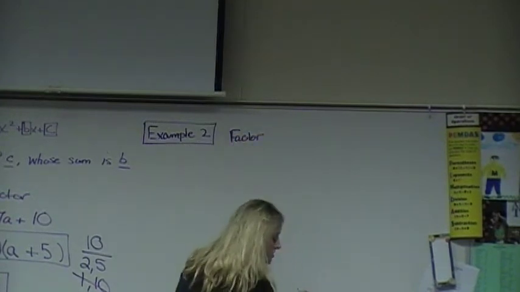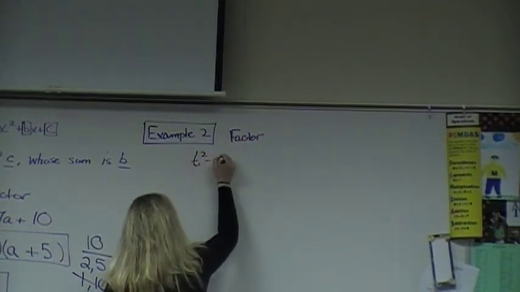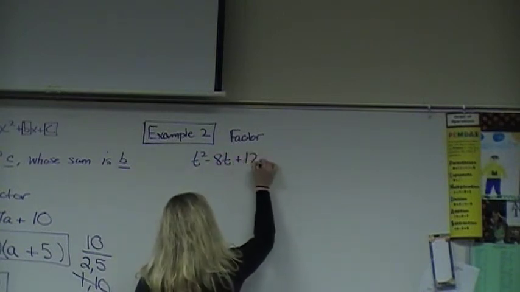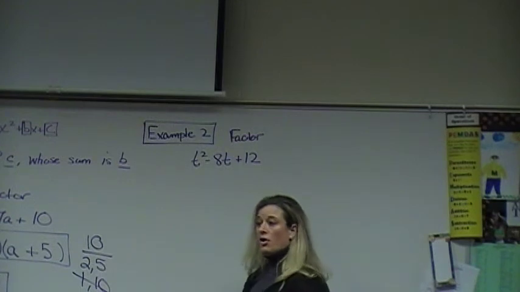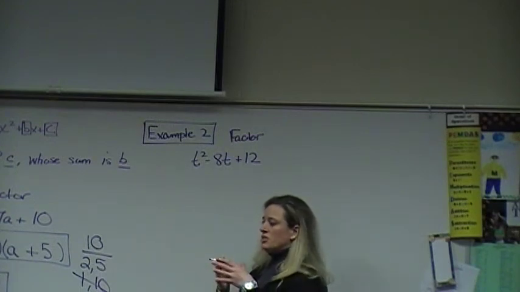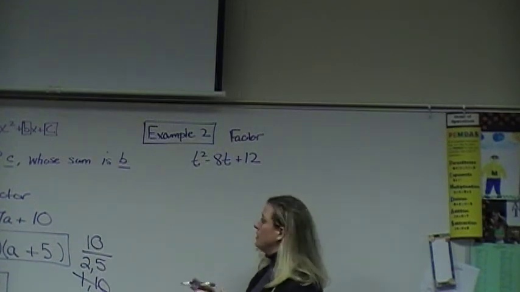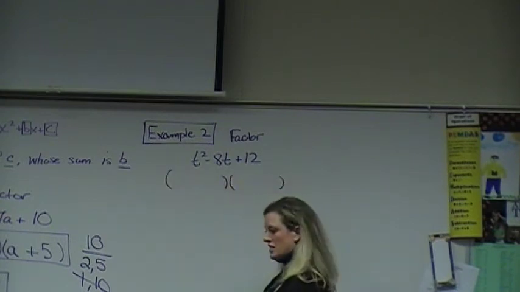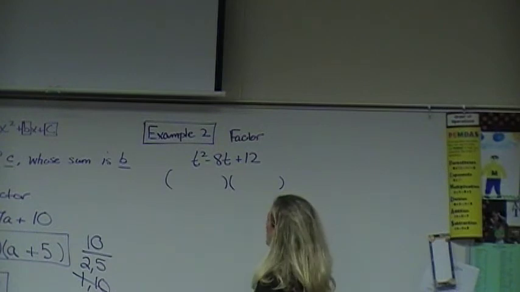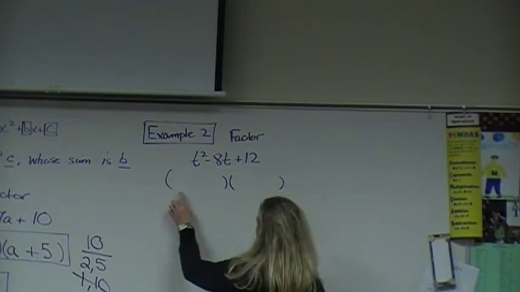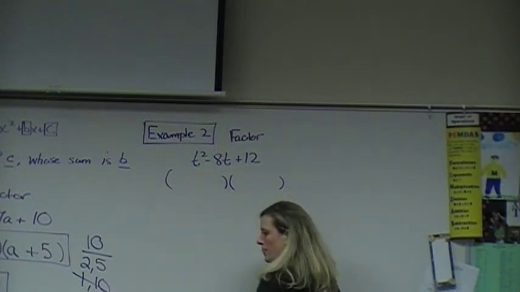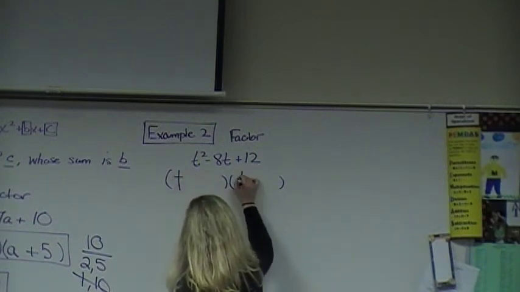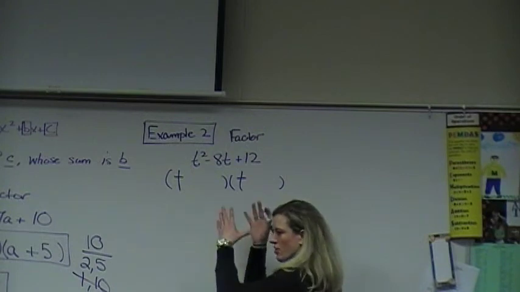All right, let's do t squared minus 8t plus 12. Okay? All right, again, start by looking at what C is. First of all, what do we want to just go ahead and draw? 2 sets of parentheses, right? Okay, class, what is going to go here and here to get t squared? T. So everybody put a t here. My t's look like my pluses, so that's why I make it a little bit bigger of a t.